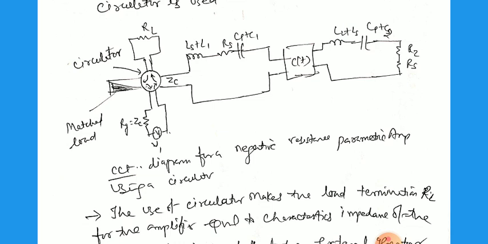And here a matched load is also connected with one arm of the circulator. The one arm of the circulator has RL, that is the load resistance, and on the other arm the V1 signal is there, and the last is connected with the characteristic impedance. So this will be just like the circulator.